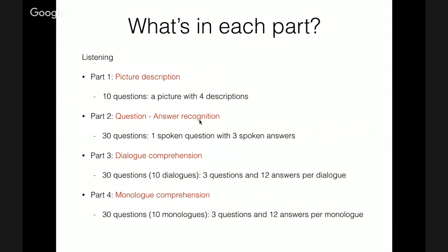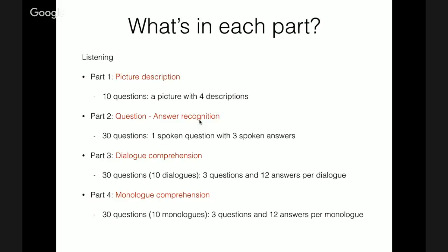So let's really get into now, what is the TOEIC, what's in there. The more we understand about how it's structured, the more we'll be prepared. Like I said, it's always the same structure. So if you're prepared for the structure, you'll have an easier time in the exam. So there's 4 parts in the listening. Part 1 is picture descriptions. So there's 10 questions. You'll see a picture for each question, and you'll listen to 4 descriptions for that picture. Your job is to choose the description that matches the picture.